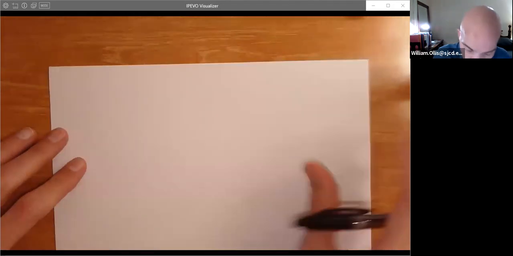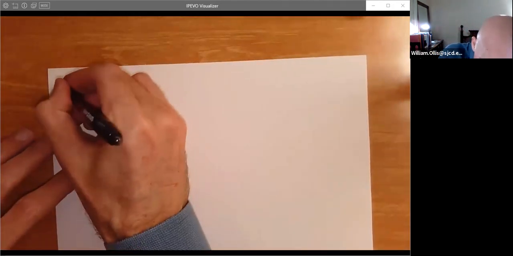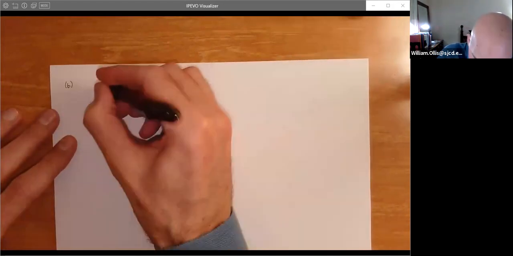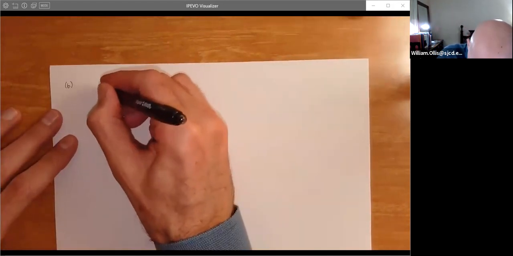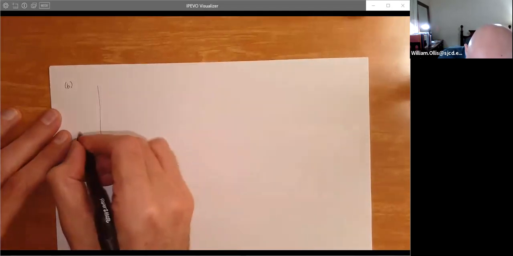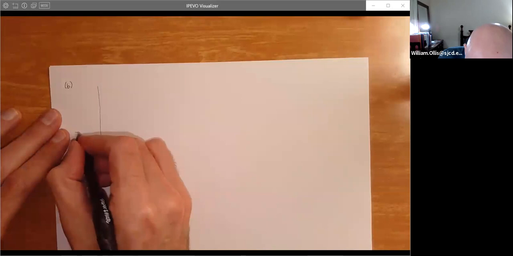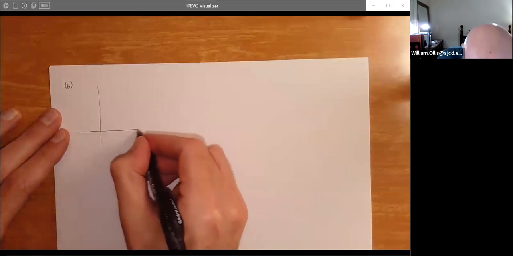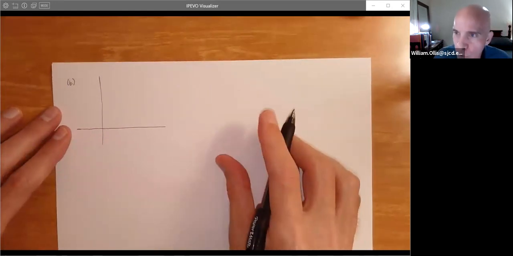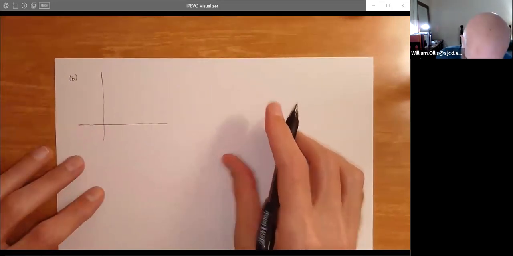Now, the next example, we're going to take the same region, but we're going to vary the axis of revolution. So here's what I want you to do. This is going to be B. Let's go ahead and draw the same region. We've got our x-axis. So the same region that we had before. I want you to see how varying the axis of revolution does obviously change the solid.